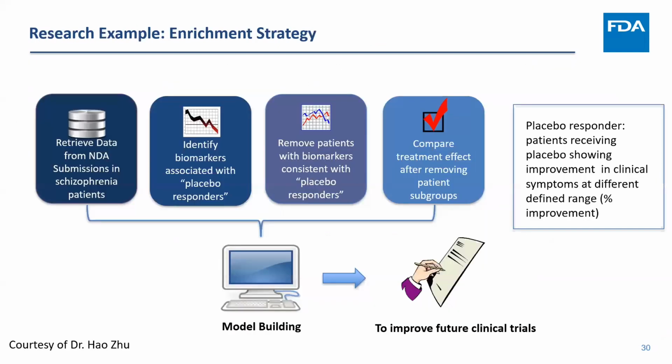And the next one is the enrichment strategy. This one is schizophrenia. So basically, in a lot of psychiatric diseases, the placebo effect is strong. That's one of the reasons why psychiatry trials have the highest failure rate, because of the placebo effect. So one of the goals here is, can we identify the placebo responders? We tried, it fails. It's so hard to identify the placebo responder.